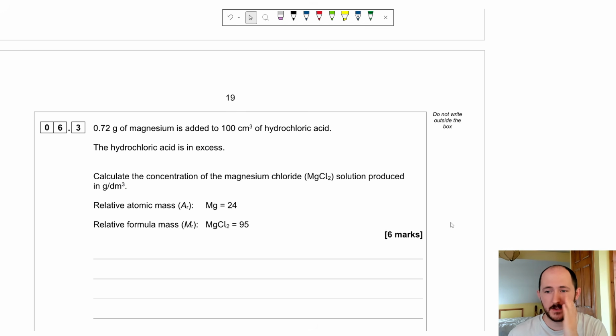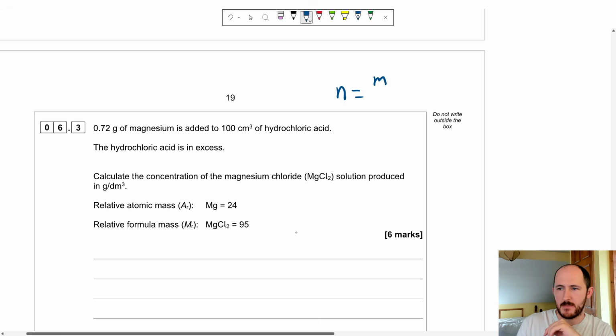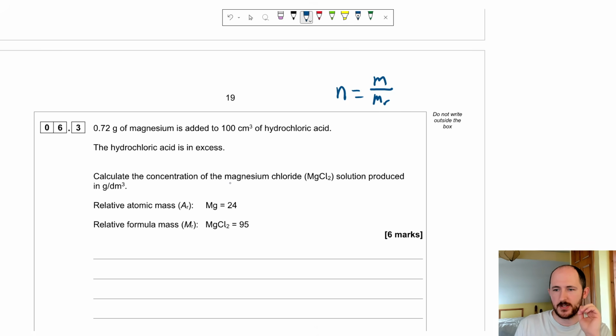Here we have a 6-mark calculation which involves moles and concentration and all of that fun stuff. It says 0.72 grams of magnesium is added to 100 centimeters cubed of hydrochloric acid. Hydrochloric acid is in excess. Calculate the concentration of magnesium chloride solution produced in grams per decimeter cubed. So to work that out, we're going to be using the mole equation, which is mass over formula mass or atomic mass, depending on what you're dealing with. And in order to work out the concentration, we need to do mass over volume. So we need the mass of magnesium chloride as well as the volume of magnesium chloride.